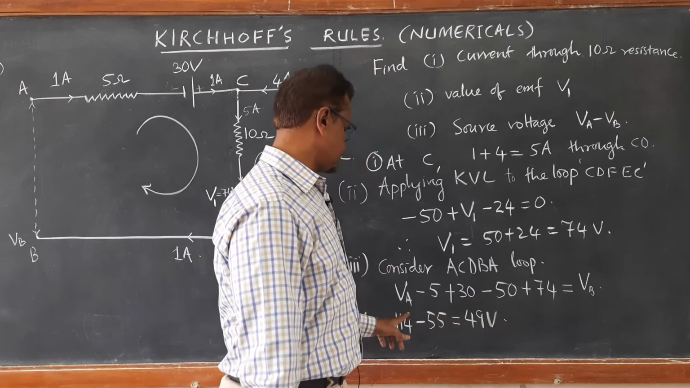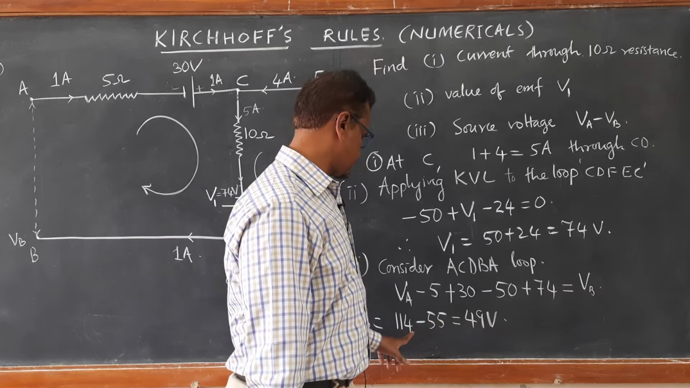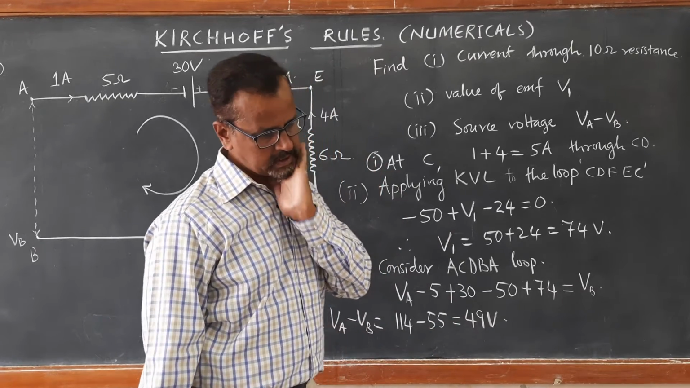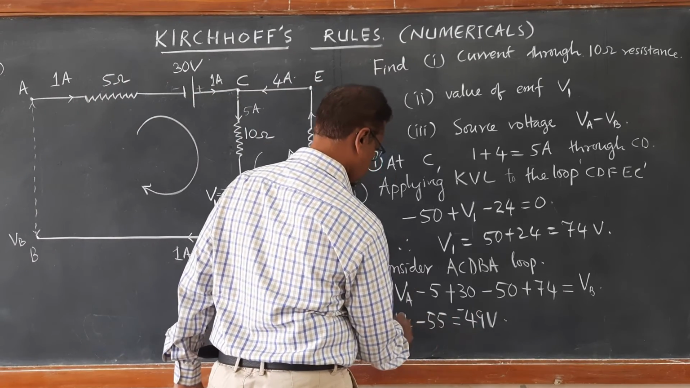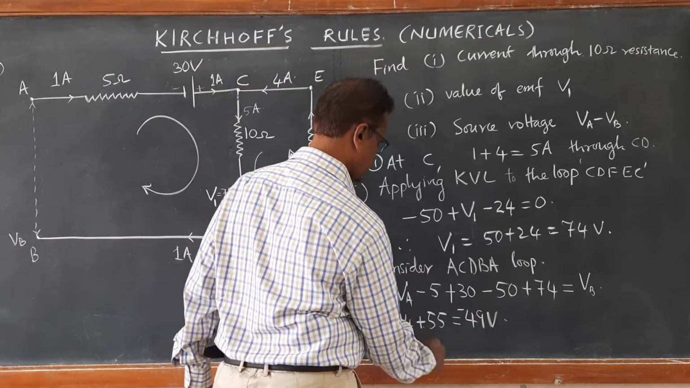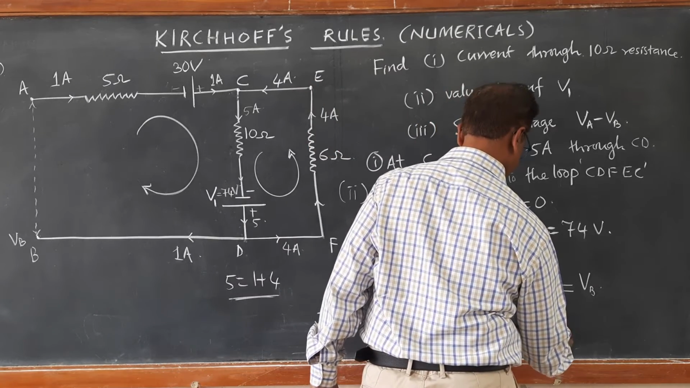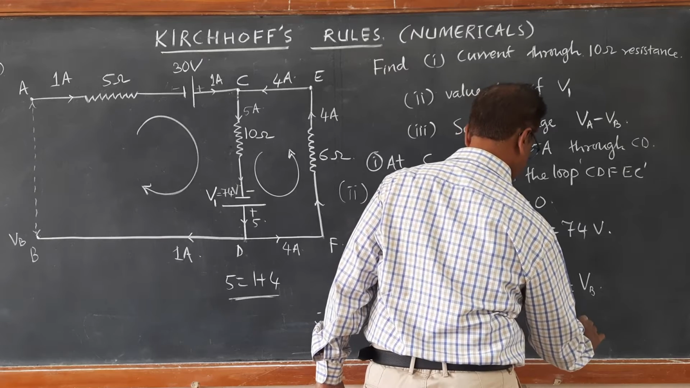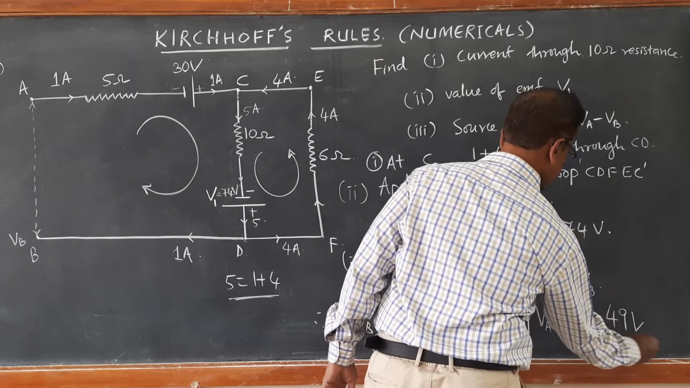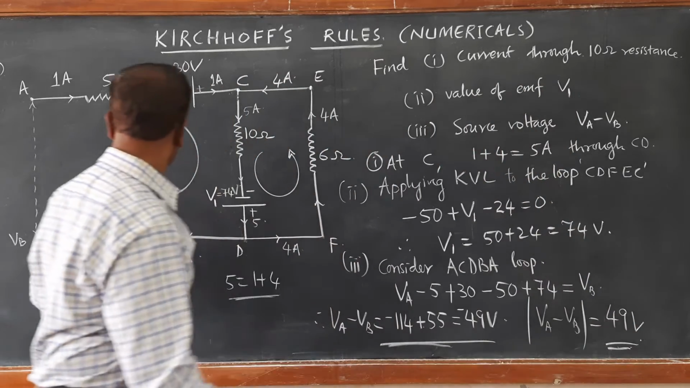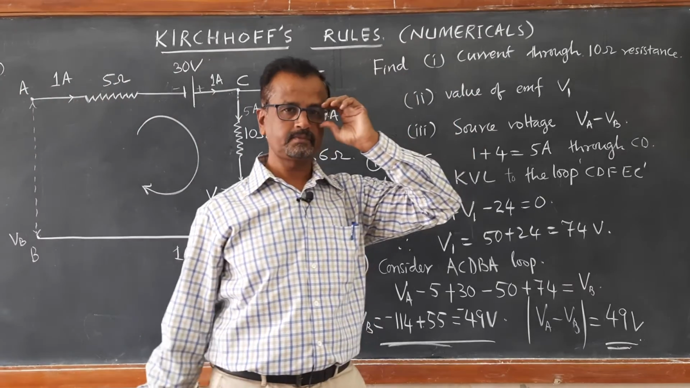114 minus 55 is equal to 49 volts. So VA minus VB is actually minus 49 volts. So this is minus and this is plus. Therefore, finally we get the potential difference VAB, VA minus VB, the magnitude of which is 49 volts. So this is how we find out the potential difference of this source, VA minus VB, right?